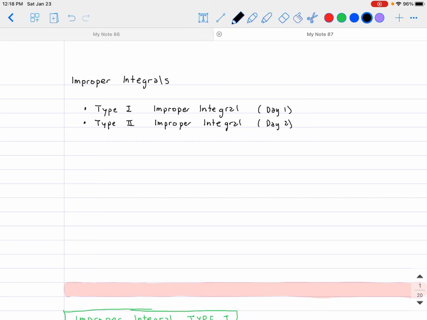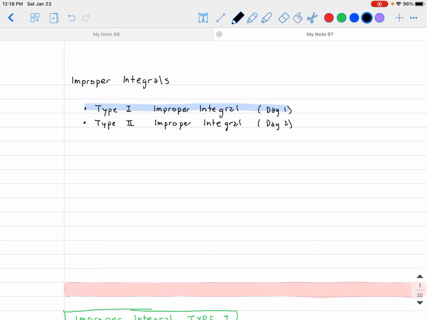Welcome back, everybody. Today in calculus, we will be looking at what is known as improper integrals. And there are two types of these improper integrals. So we're going to spend two sections on this one. So today, the first one we're going to look at is what is known as the type 1 improper integral. And then the next session will be on type 2.